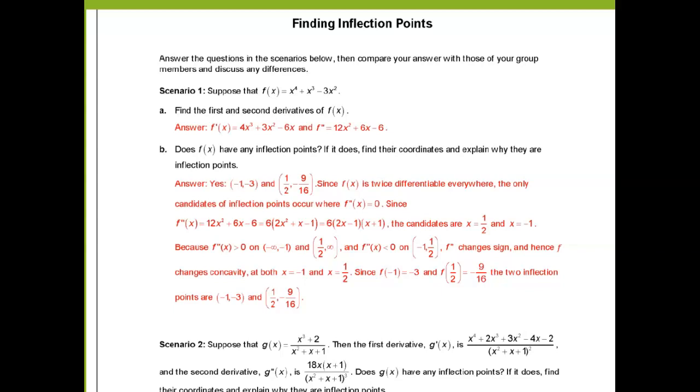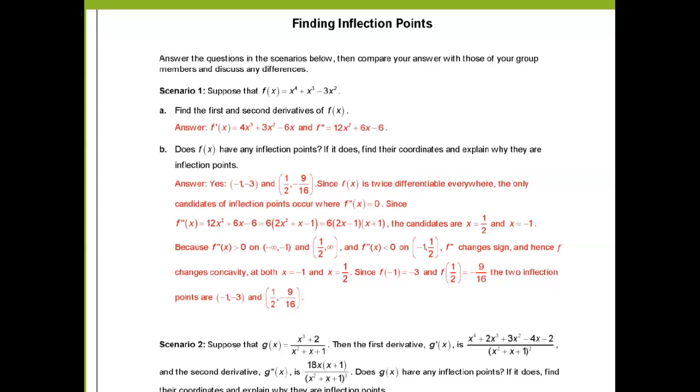Looking through and working through these, again, the biggest point of concern is talking about where the derivative is equal to 0, where the second derivative is equal to 0, and then checking those points on the number line. So I know there's a lot in red on that screen, but the big idea is, okay, where is f double prime equal to 0? So those answers are at -1 and 1/2.